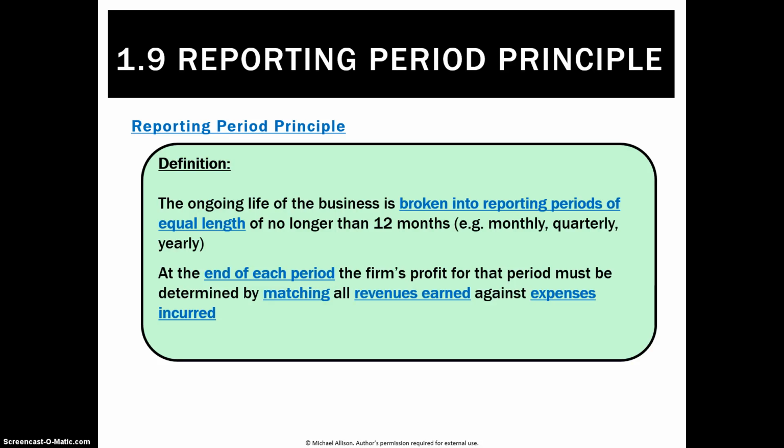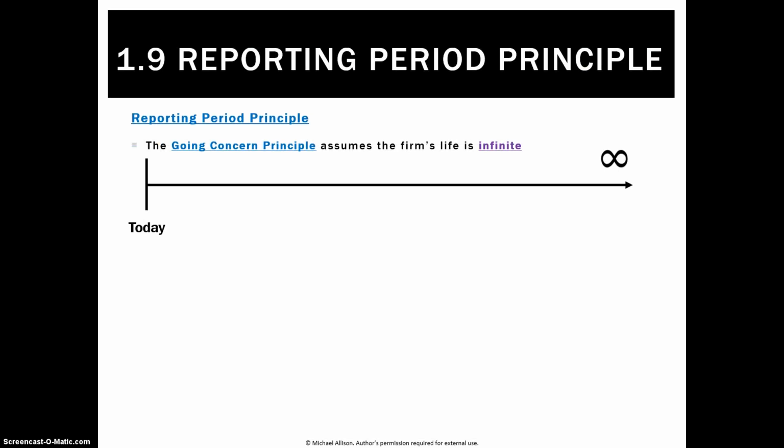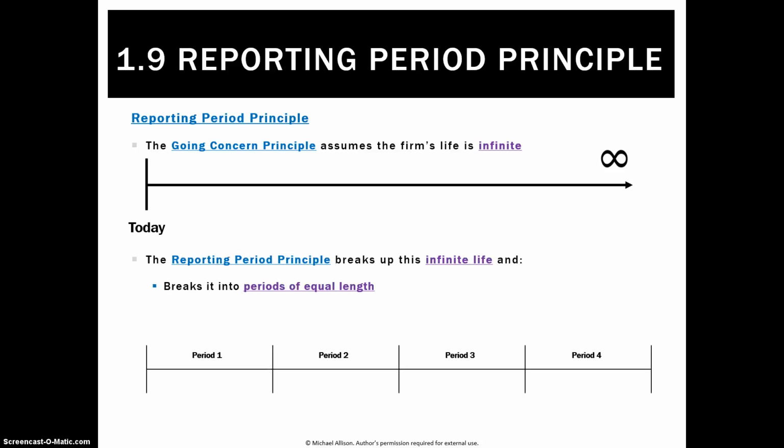The end of each period, no matter how long it is, can't be longer than 12 months, but other than that, we pick a certain period length, and at the end of that period, we've got to match our revenues and our expenses. So you can see the relationship with the going concern principle. That assumes the life of the business is infinite. That doesn't mean we can never calculate our profit and produce our balance sheet. What we've got to do is, at the end of every period, break the life of the business into periods of equal length.